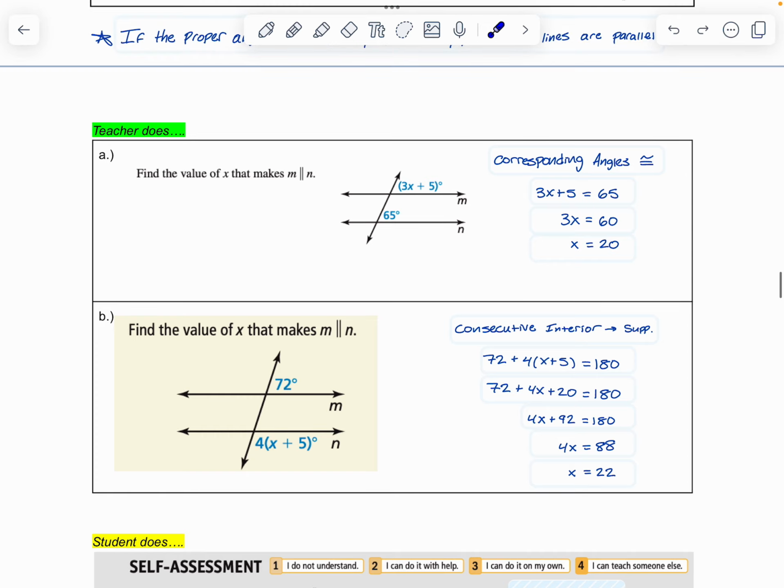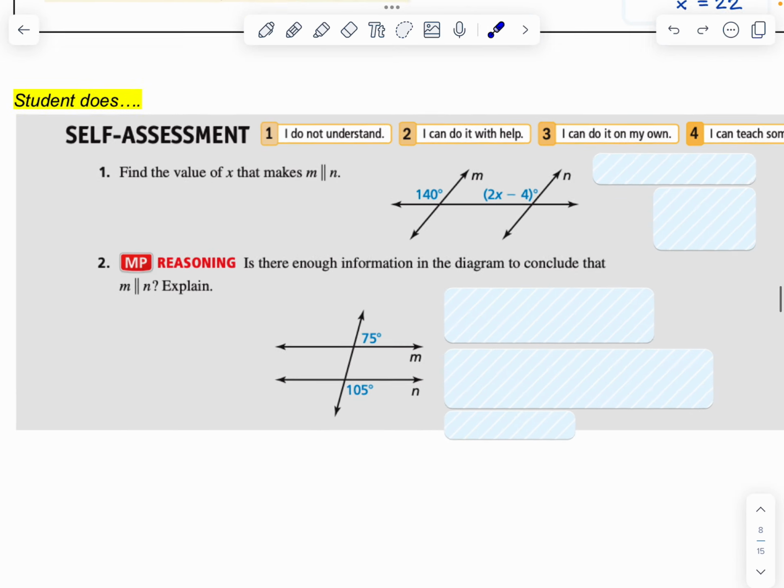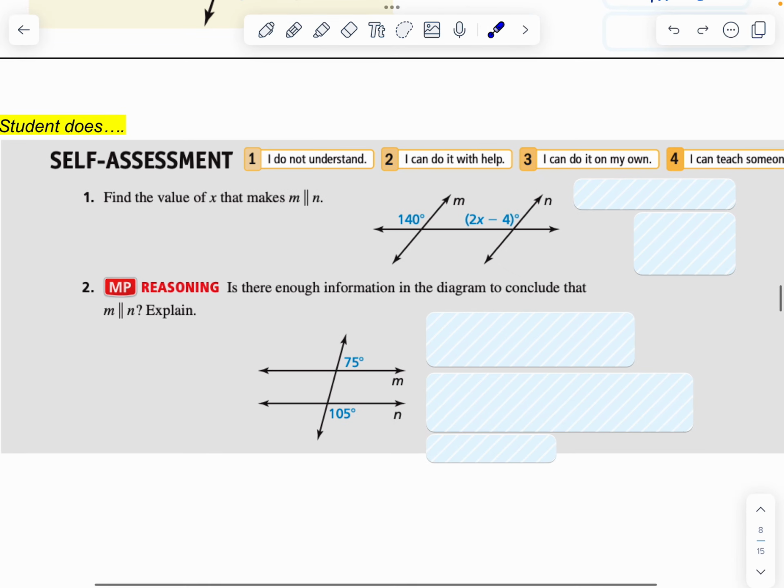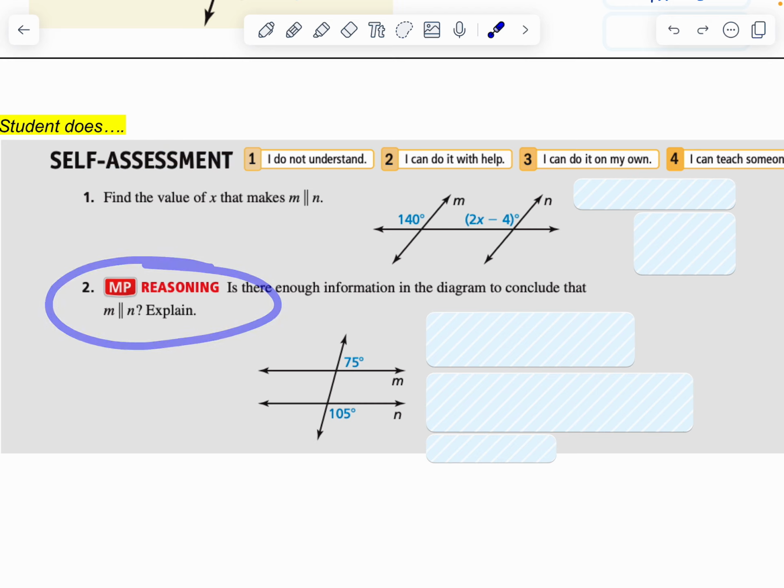Okay. From here, I want you to give these a try. Problem 1 is a little easier, find the value of x. Problem 2, you need to explain it a little bit. Go ahead.